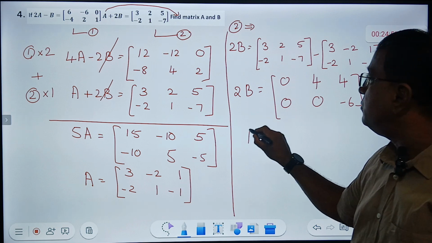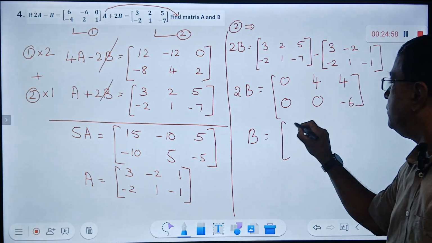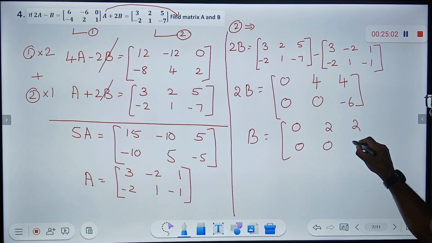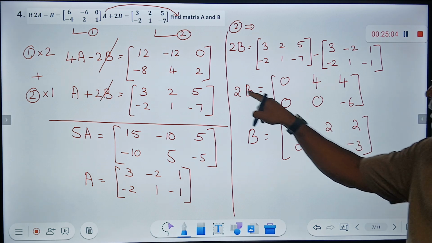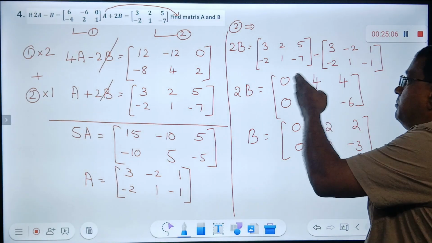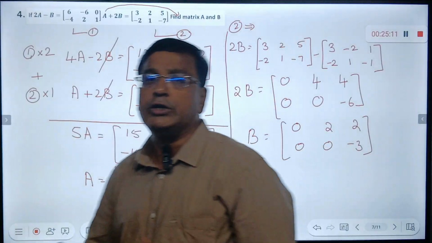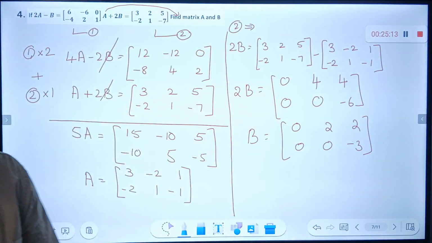So what is B? B is 0, 2, 2, 0, 0, minus 3. I'm dividing by 2. Scalar, every element should be divided by 2. So it's a very, very simple case of a linear equation. You just solve this by linear equation. Okay.